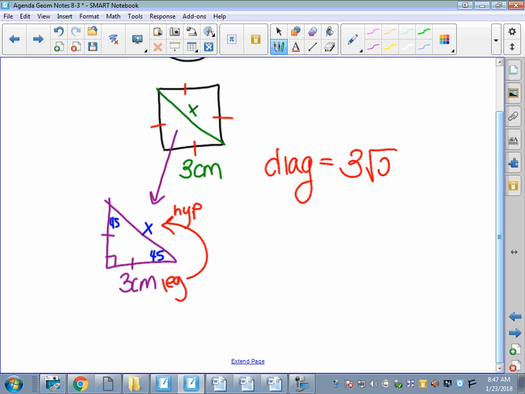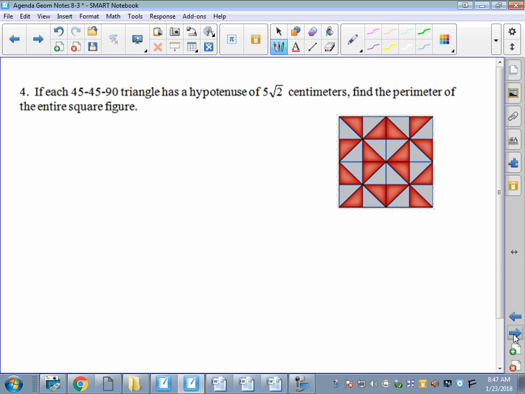3 times the square root of 2. It was a much easier problem than what it looked like. Everybody okay with that? Let's do one more, actually. Let's look at this one. This is a nice, pretty diagram already drawn.